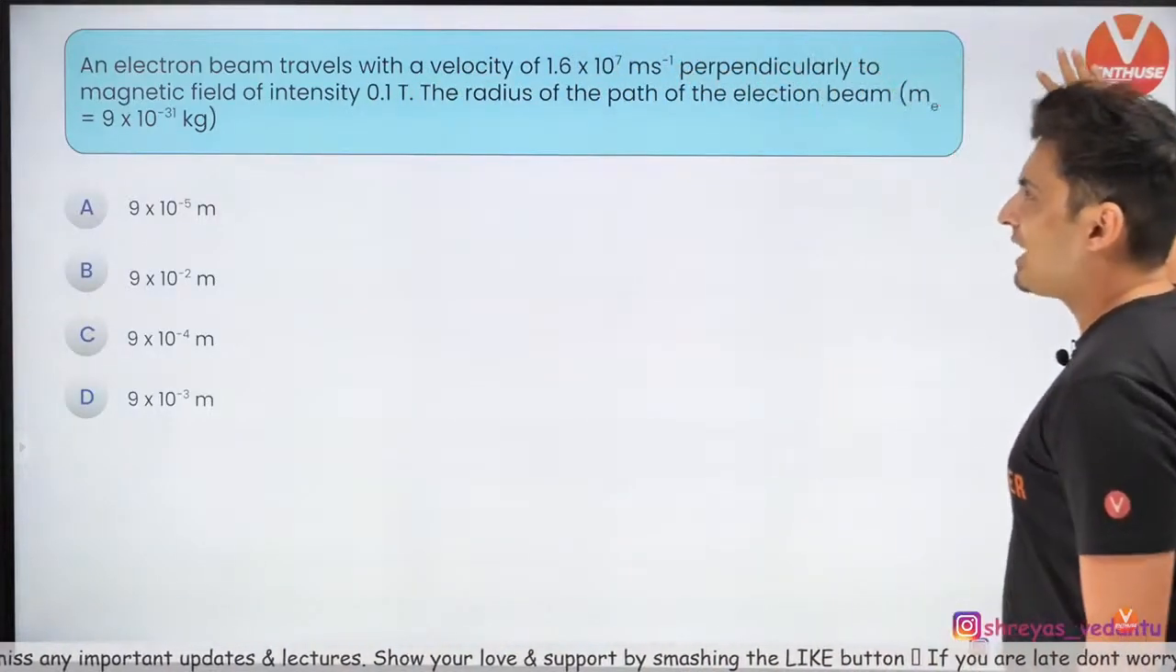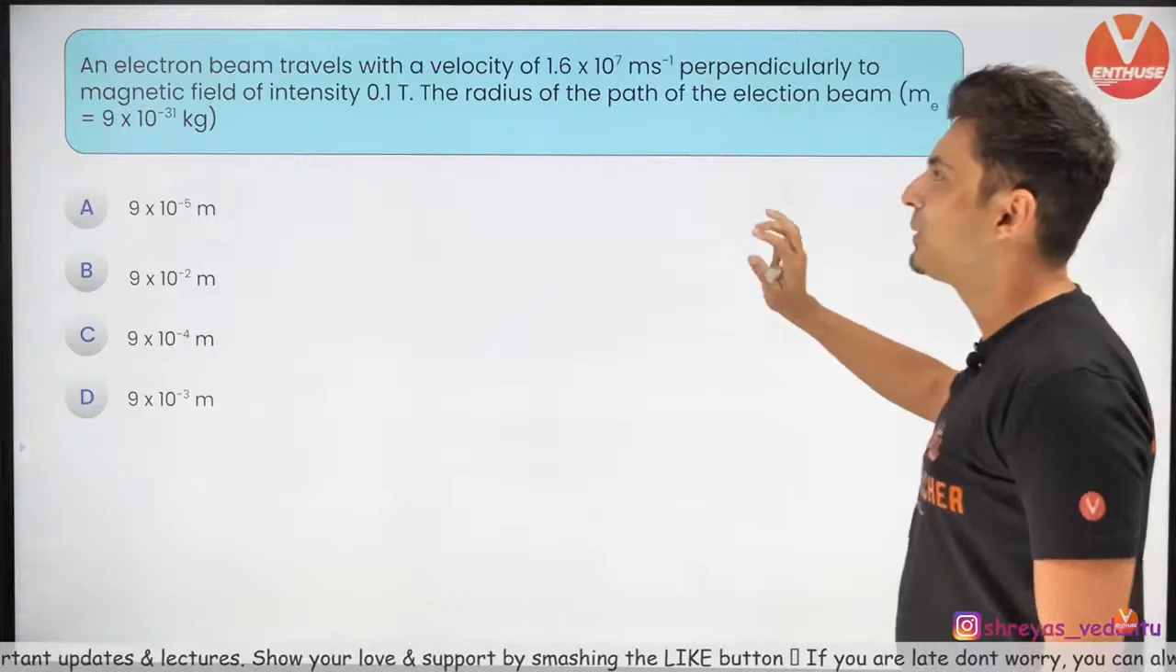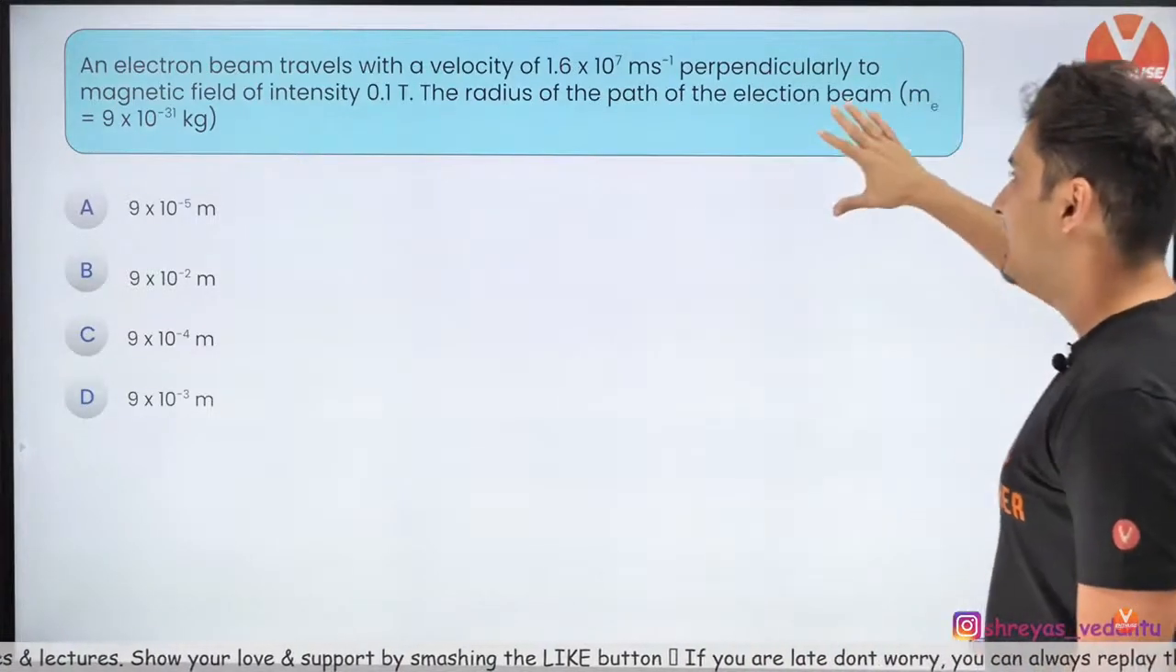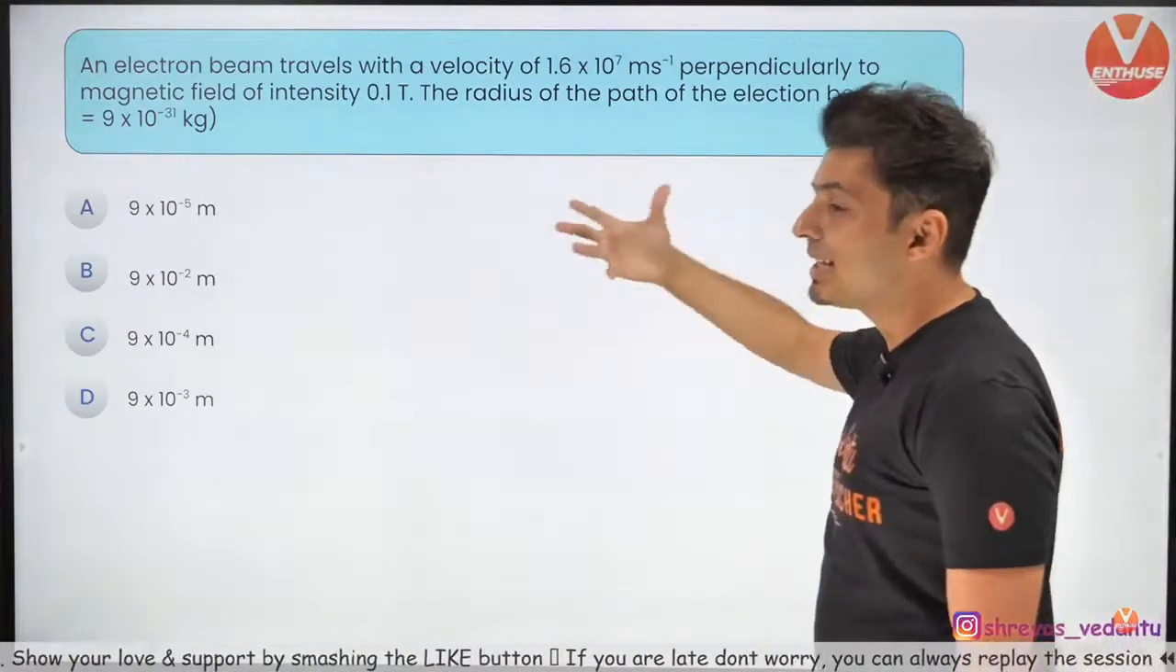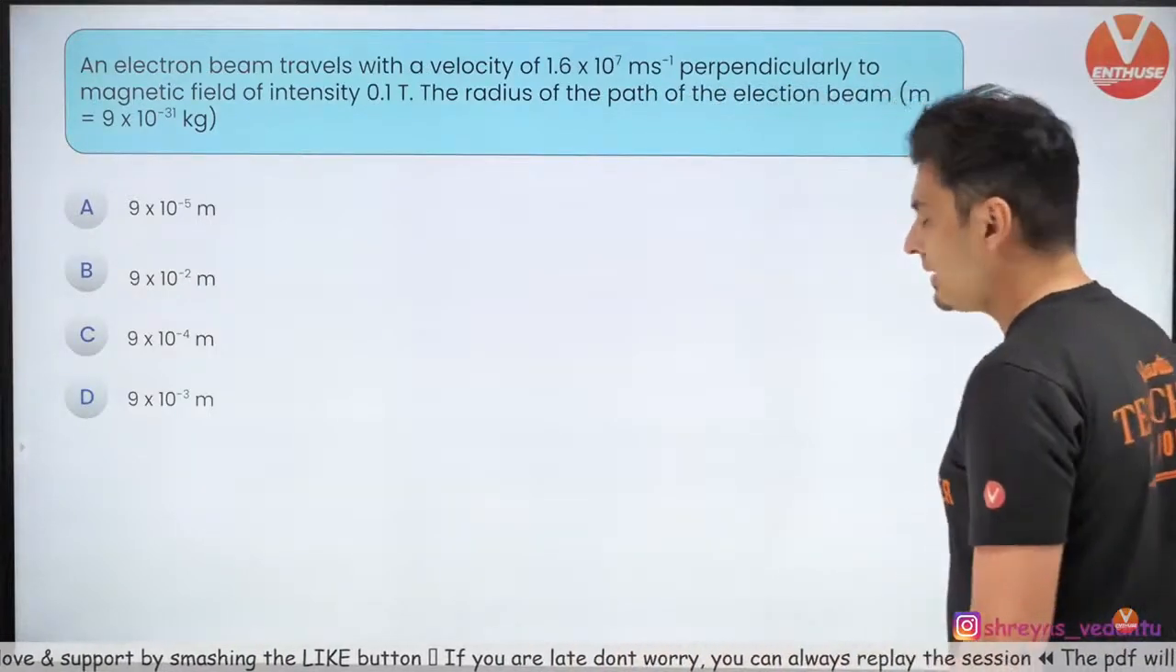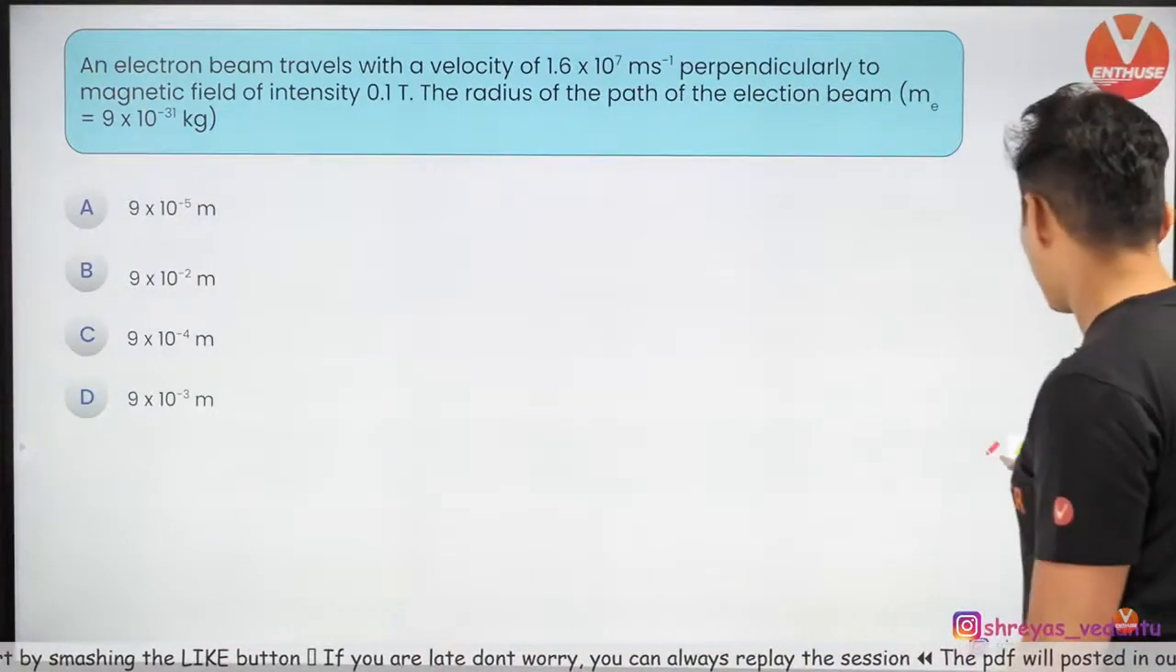An electron beam travels with this much speed, perpendicular to the field of this much intensity. The radius of the path of the electron is how much? What is the radius of the path? Come on, let's do this question.